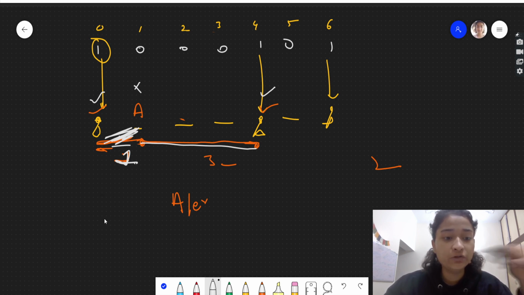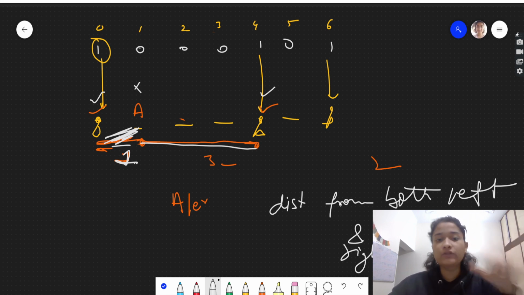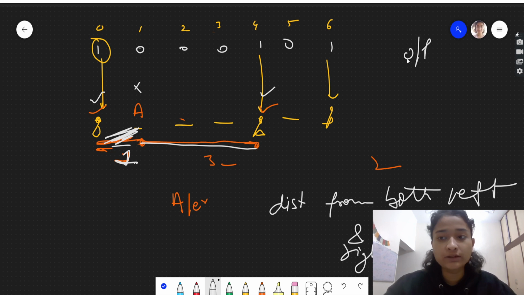So if you understood the problem, this might come into your mind that we have to consider distances from both left and right. So this is one observation which we can make from this test case. So I hope you understood the problem. So the output for this will be 2.